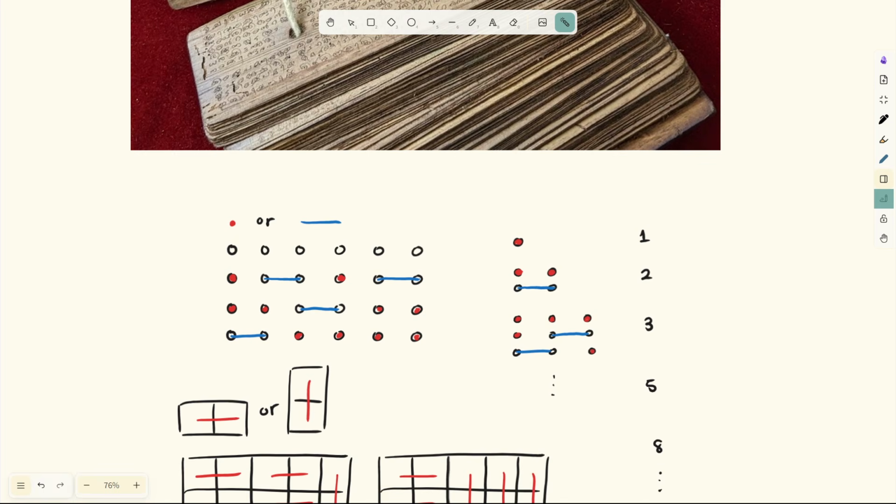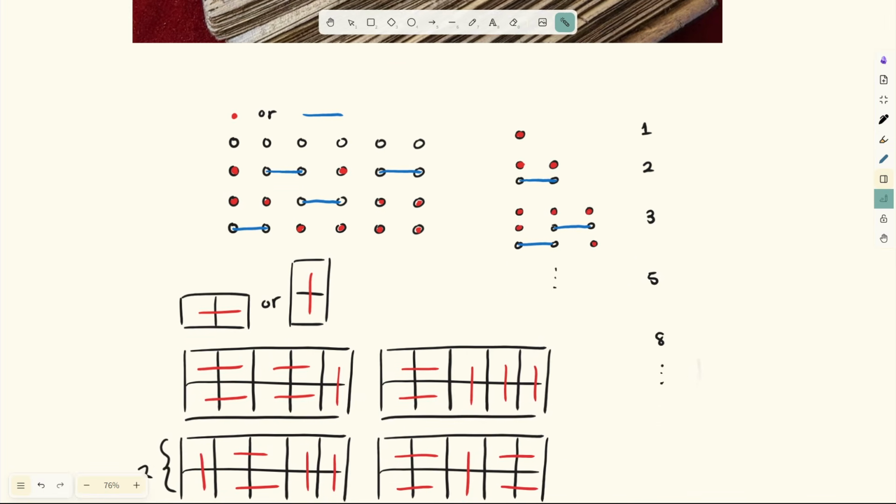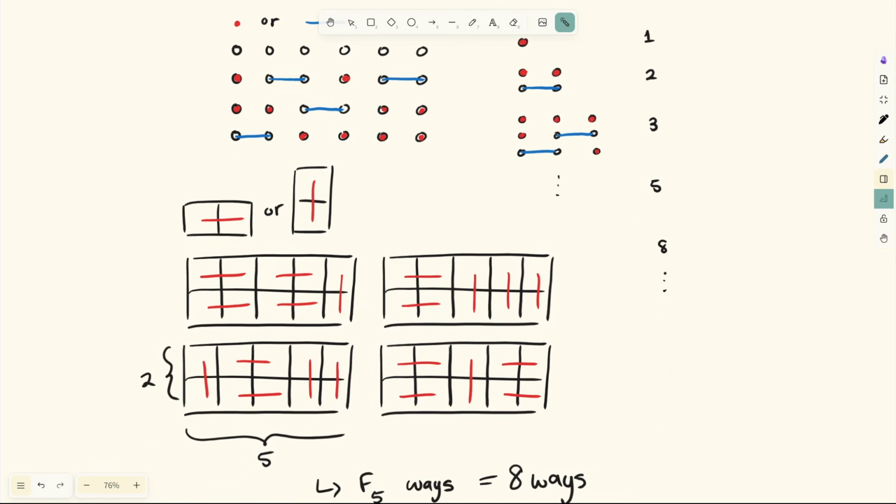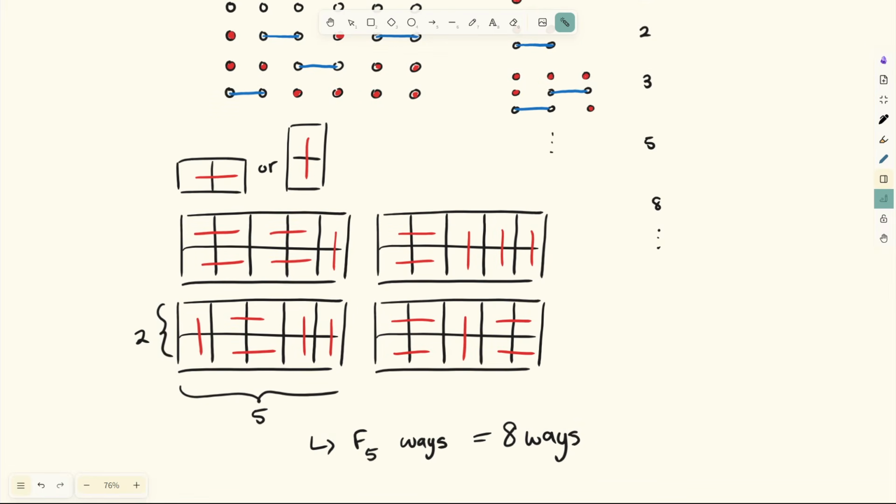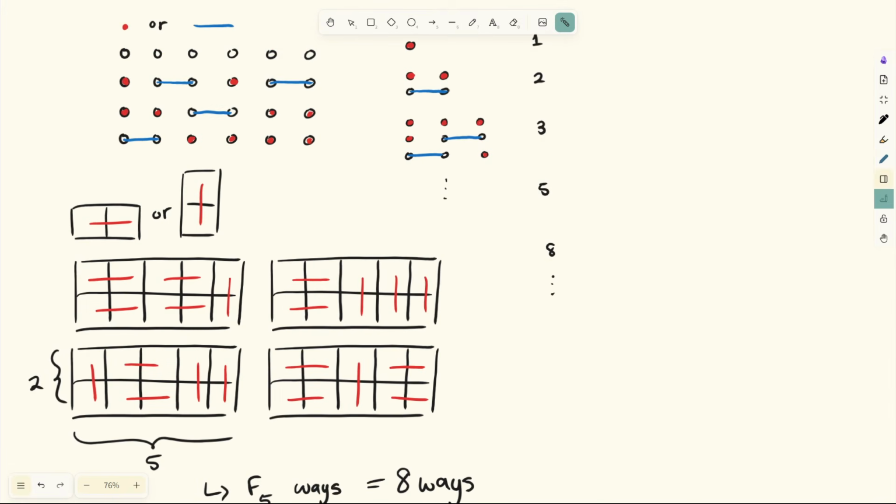Another extension of this idea can be used for domino tiling. So say you have a grid of 2 by n tiles, and you want to tile it with horizontal or vertical dominoes. It turns out that for the length n of the grid, the number of ways you can do it is the nth Fibonacci number. So in this case, it'll be 8 different ways. Okay.